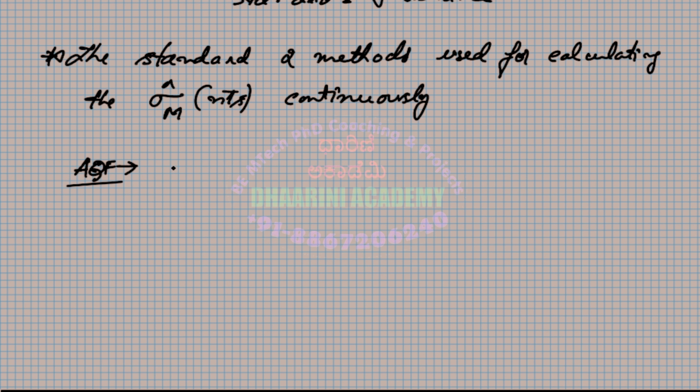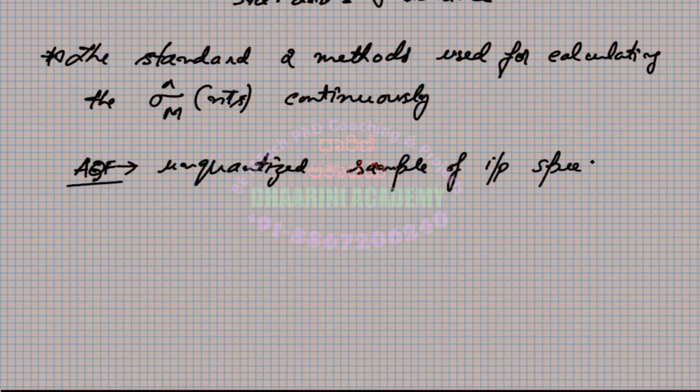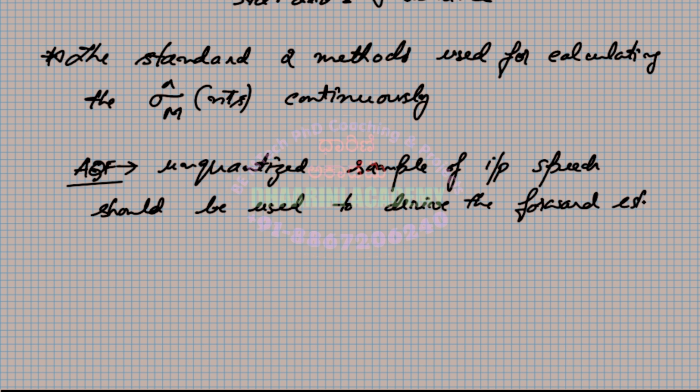The unquantized samples of the input speech should be used to derive the forward estimate. That's all. You use the current one to guess your next values.